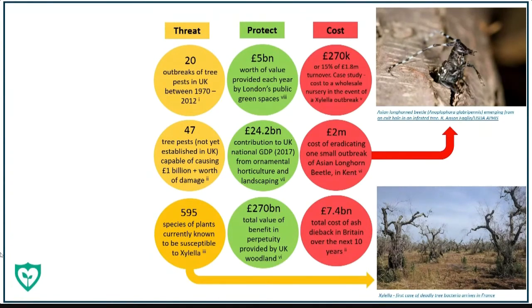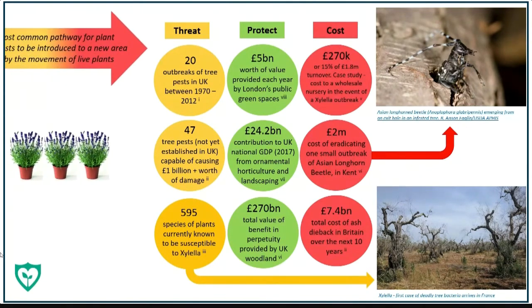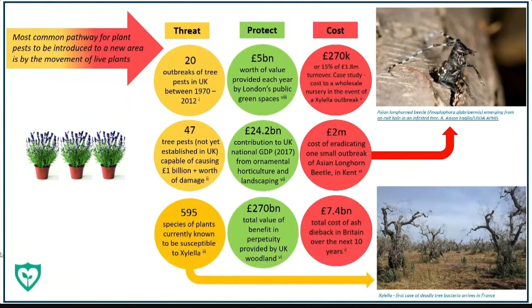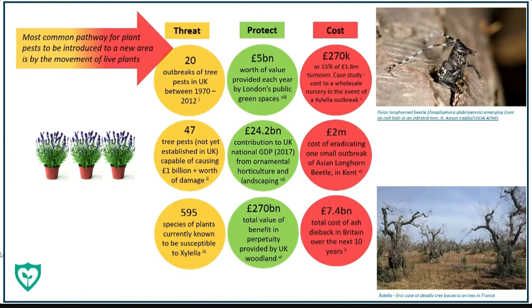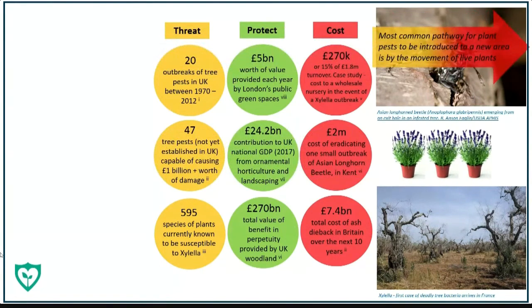But how do the threats from plant pests relate to the horticultural trade? Well, unfortunately, the most common pathway for plant pests to be introduced to a new area is by the movement of live plants. This means the movement of plant material from one area to another. So the message is simple. Plants can carry damaging pests and transmit them to our gardens, farms, forests, and natural environment.